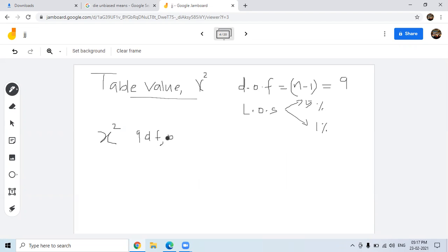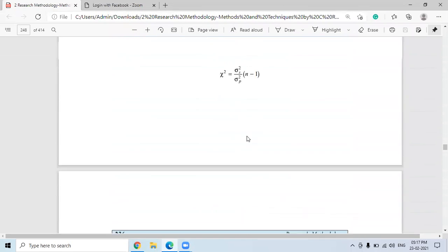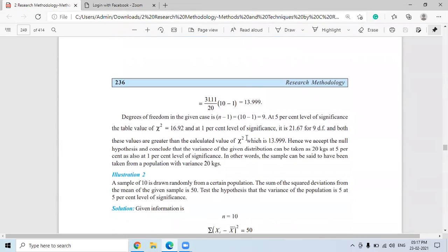So for the chi-square value, with 9 degrees of freedom and 5%, what is the value? Similarly, again with 9 degrees of freedom and 1% level of significance, you have to calculate these two values. For that I will show the table. The value at the 5% level is 16.92.